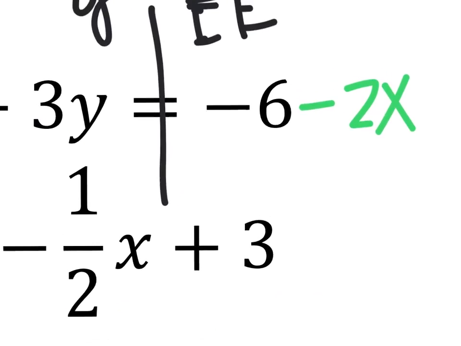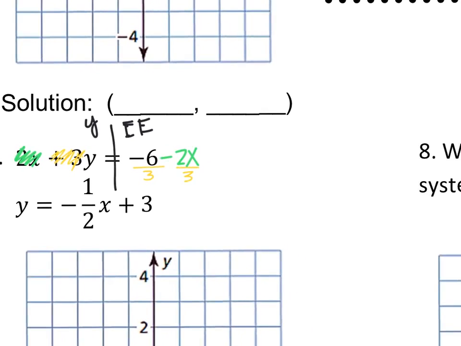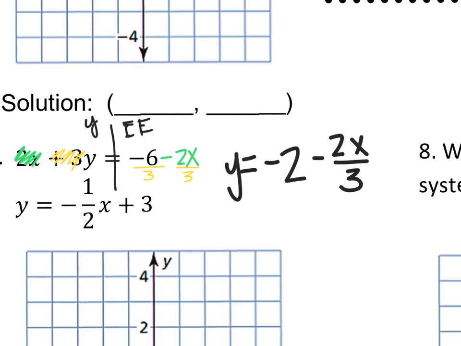And then to get rid of the 3 that's multiplied by y, I need to do the opposite of multiplying by 3, which is to divide by 3. So that positive 3 is gone. So I end up with the equation right over here to the side. y equals -6 divided by 3, which is -2, minus 2x divided by 3, or 2/3 x. So now that first equation is in y equals form, and my second equation is also in y equals form.